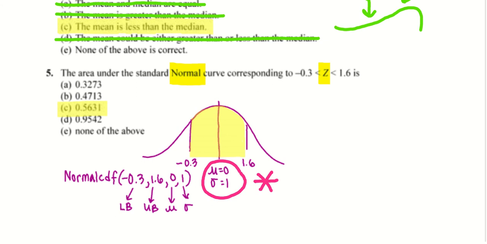probability. You don't have to show your work on multiple choice, but I decided to show you the work so that you could understand where I was getting C from. So C is our answer on number 5.